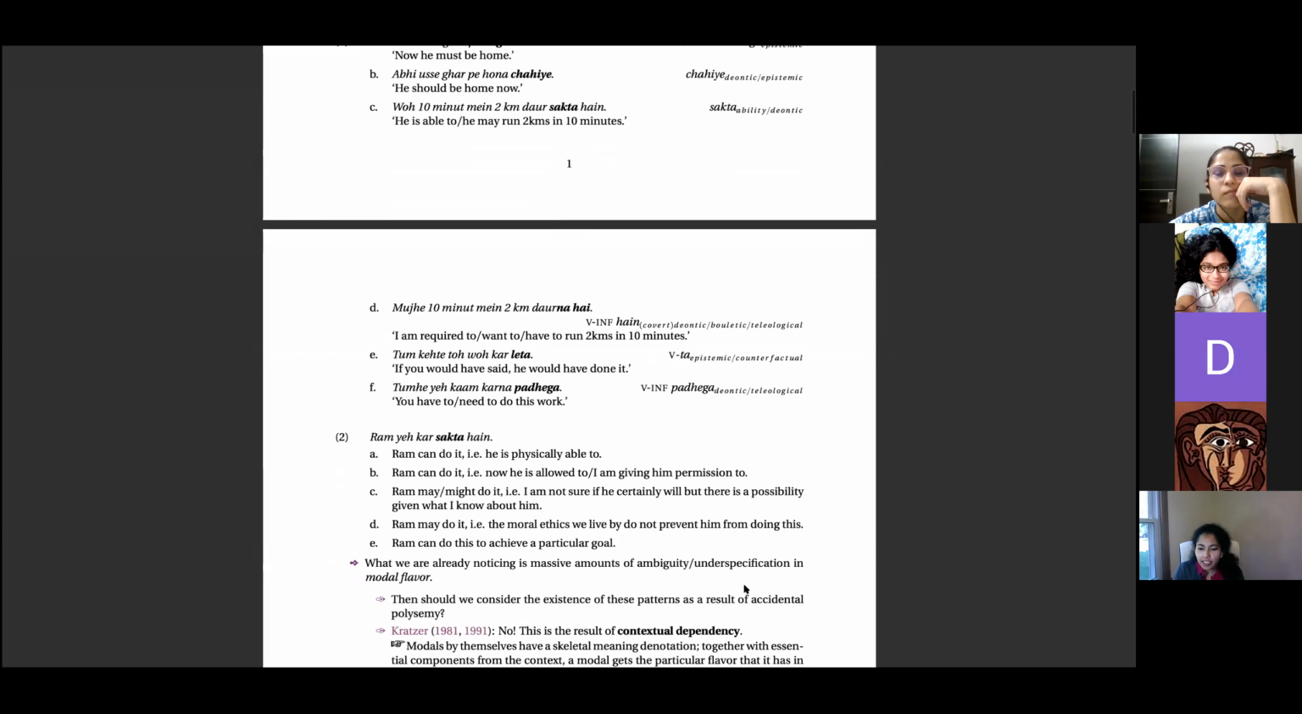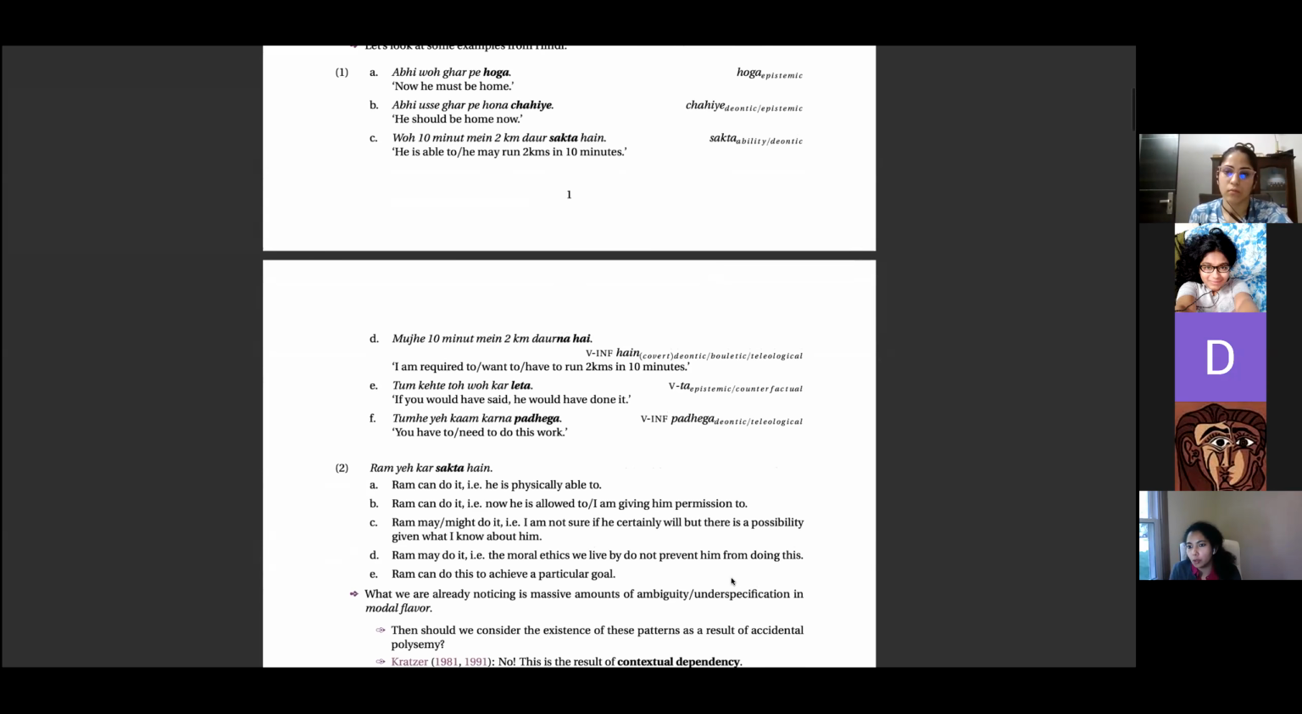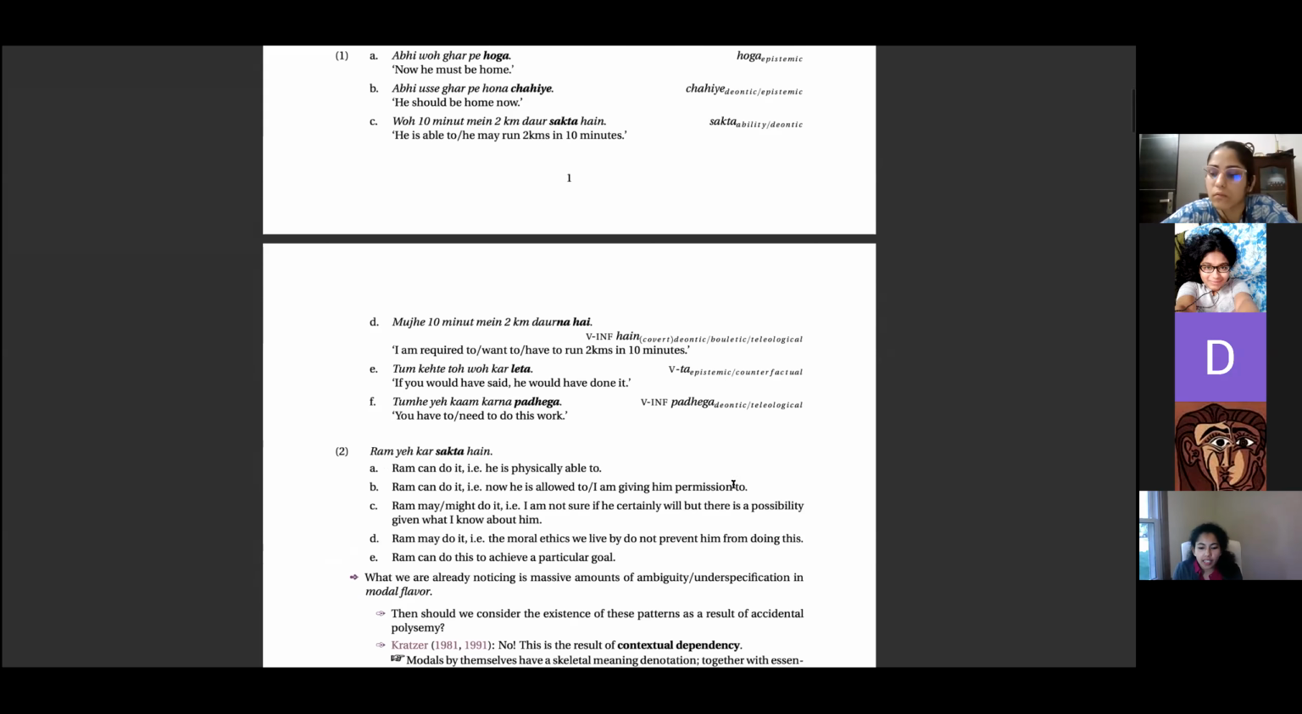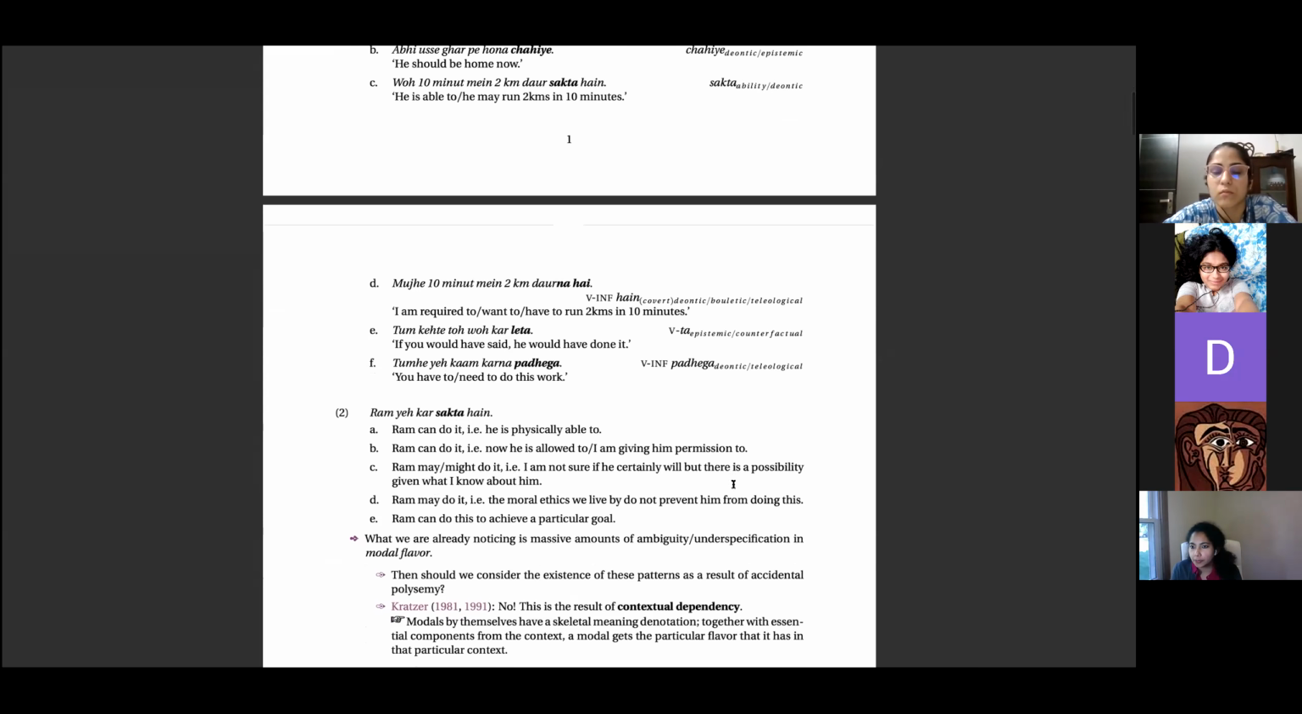So what we're seeing is massive amounts of ambiguity and underspecification in modal flavors. These differences you're seeing, deontic, teleological, epistemic, bulletic, ability, these are all called modal flavors, right? These are different interpretations related to modals. So we're seeing underspecification there.